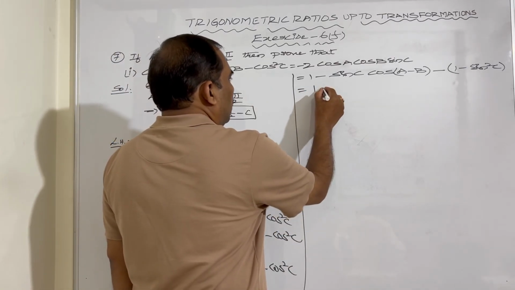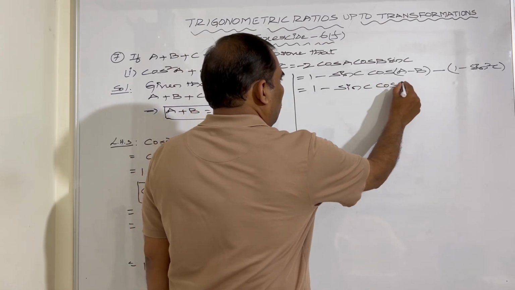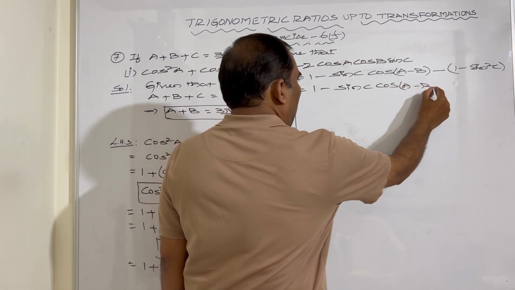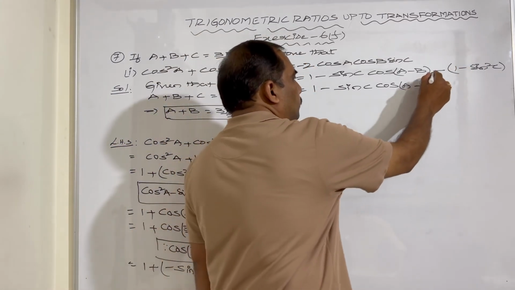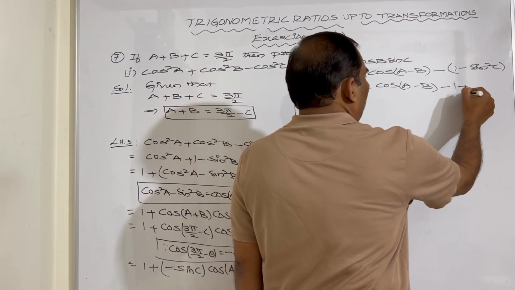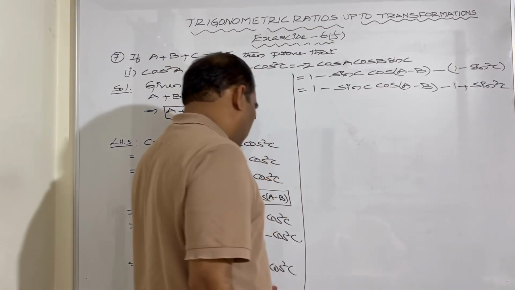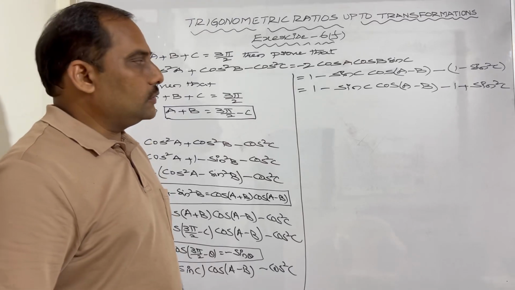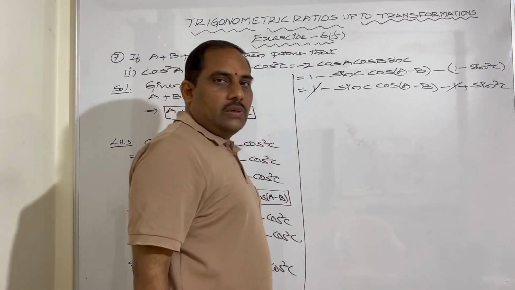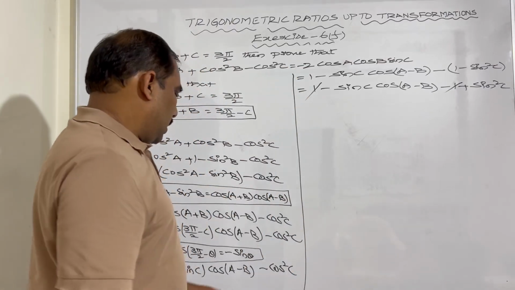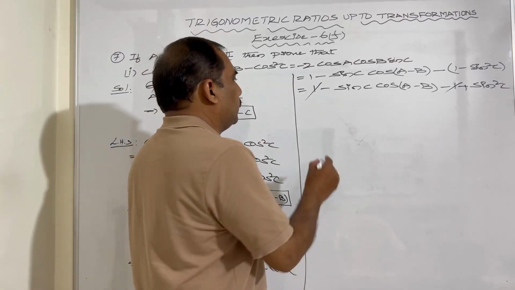That means here 1 minus sin c into cos of a minus b, and here if you multiply with minus these two terms we get minus 1 plus sin square c. See, if you write cos square c as 1 minus sin square c, now we can cancel this plus 1 and minus 1. That's why here cos square c is replaced by 1 minus sin square c.